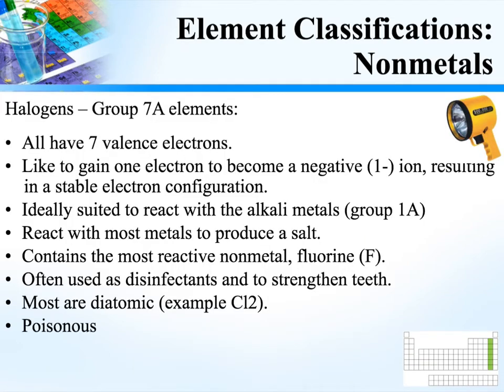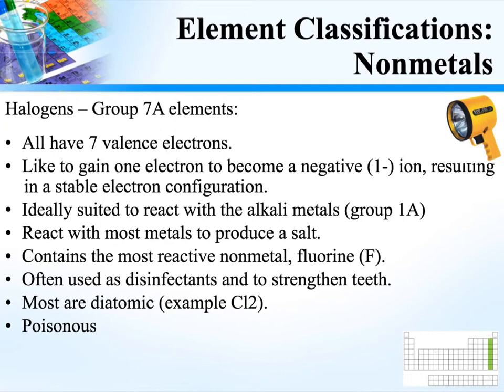The halogens are the next group of elements of nonmetals that we're going to talk about. They're the group 7A elements. They all have 7 valence electrons, so they're going to want to gain 1 electron to become a negative ion, to have 8 valence electrons in their outermost energy level, so they achieve stable electron configuration. They're ideally suited to react with the alkali metals, which want to lose 1 valence electron. They react with most metals to produce a salt.